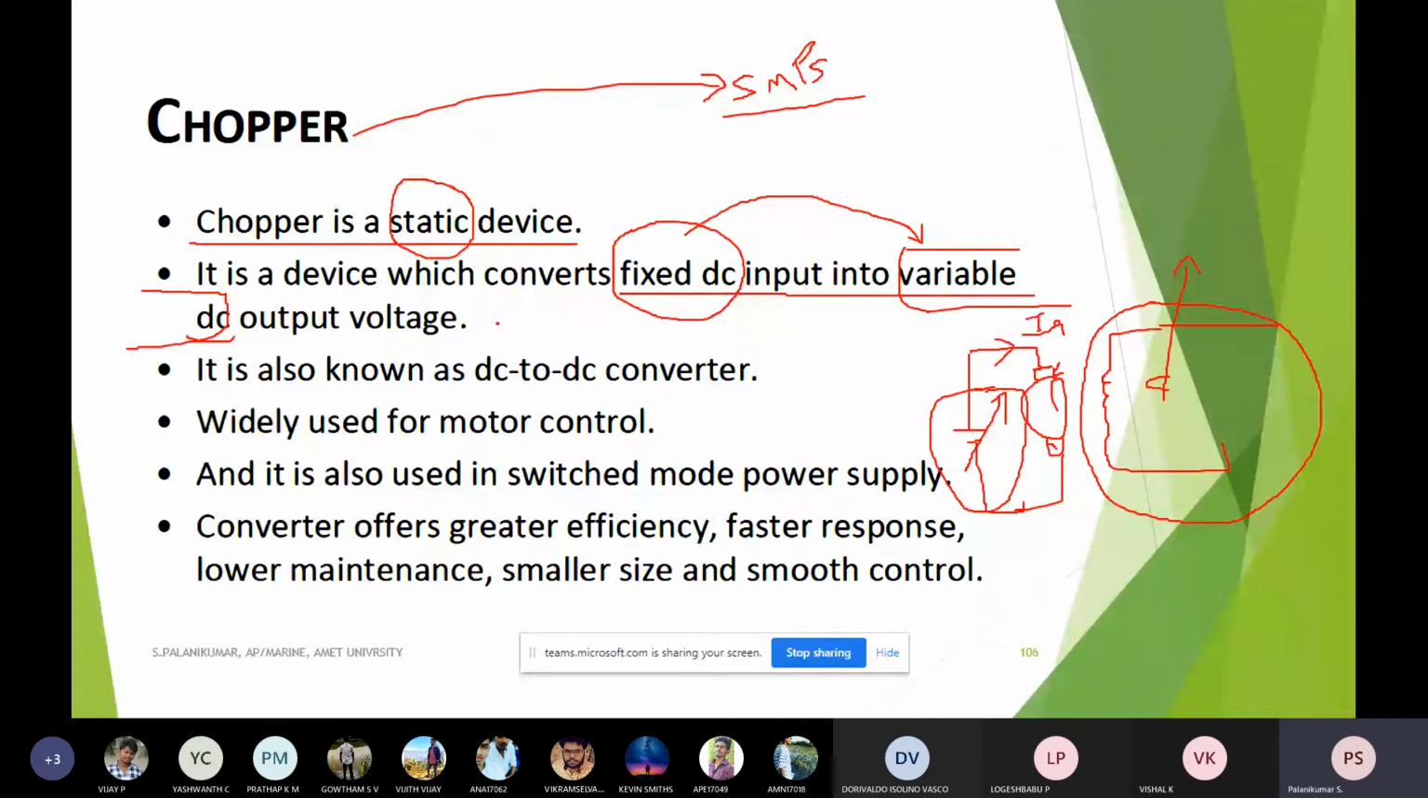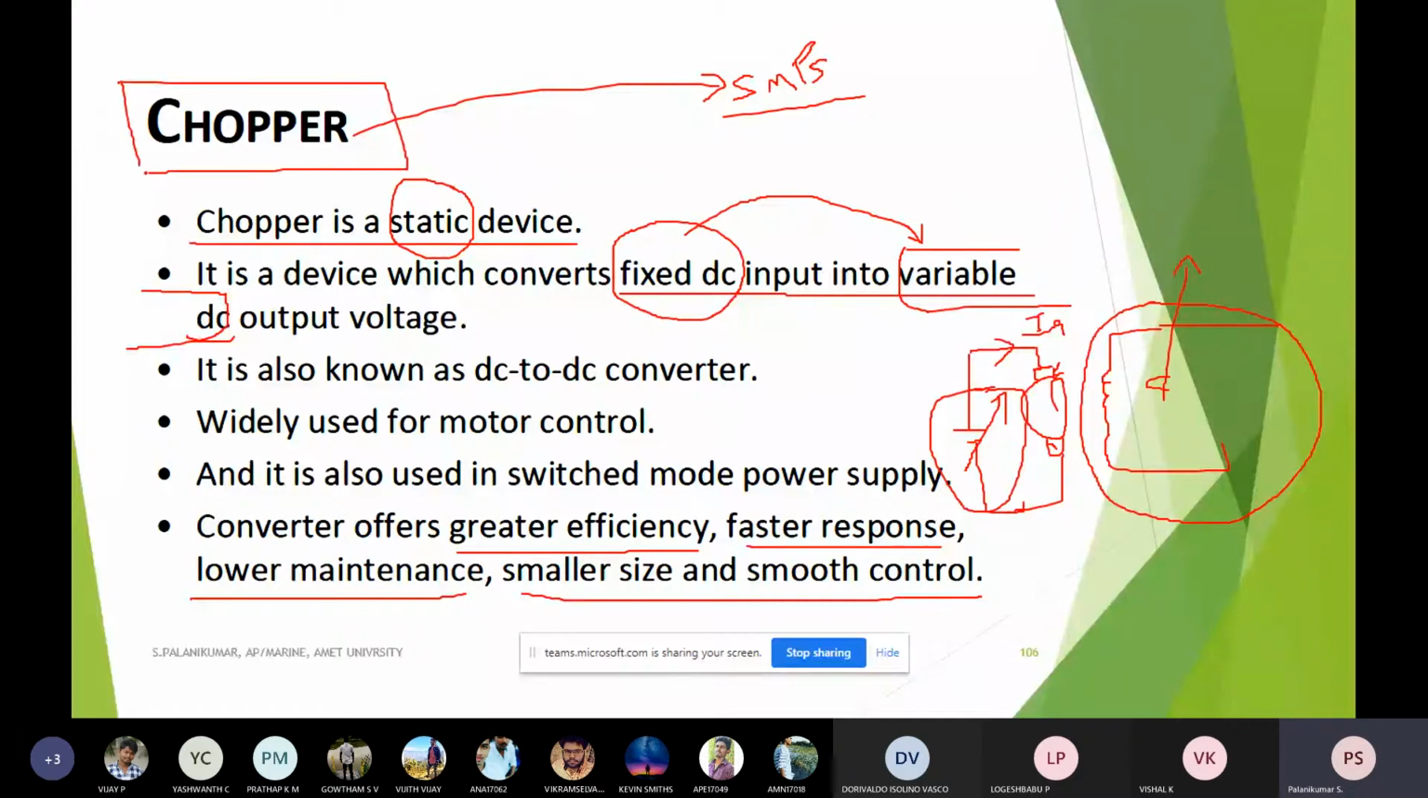What is the advantage? It offers very high efficiency, very quick and fast response, no or low maintenance, very small size, and smooth control. These are all the advantages of choppers. When we have a DC input and want a variable DC, then we go for a chopper circuit.